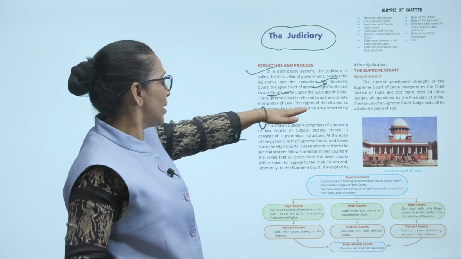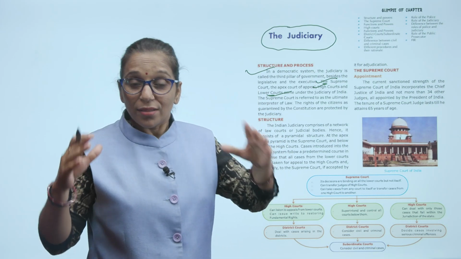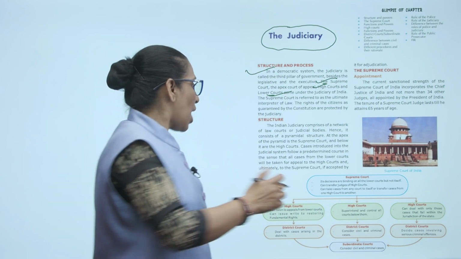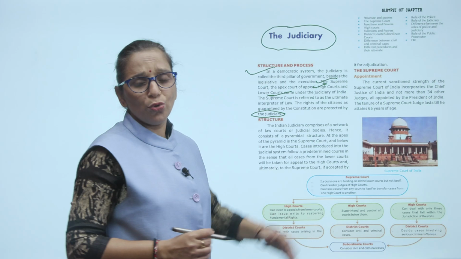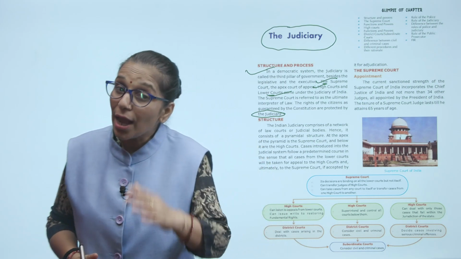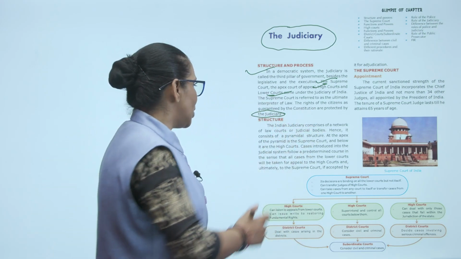Supreme Court is referred to as the ultimate interpreter of law. The rights of citizens as guaranteed by the Constitution are protected by our judiciary. In the previous chapter I told you, if anybody is going to violate your fundamental right, you can directly approach the court, the judiciary. Now what is the structure of the judiciary in India?